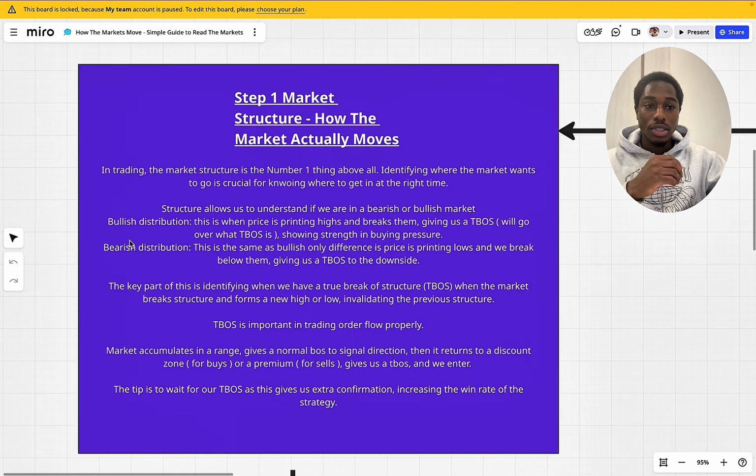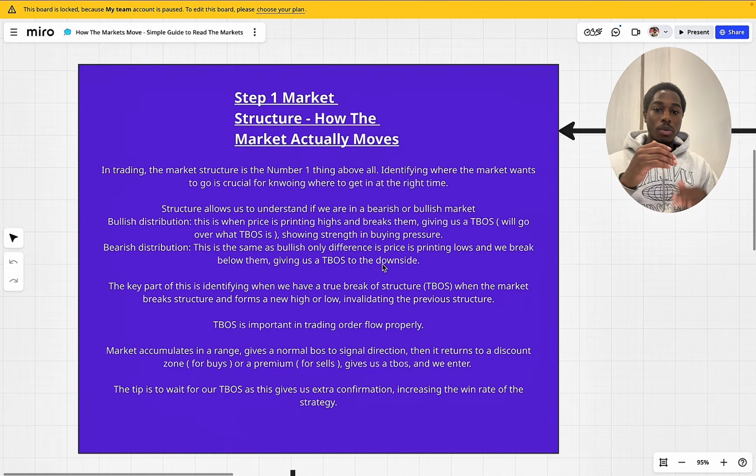Now for bearish distribution, this is the same as bullish. The only difference is price is printing lows and we break below them, giving us a true breakup structure to the downside. So the exact same concept applies. This is when we have lows being broken and price creates a new low, and that low gets broken and we create another new low.